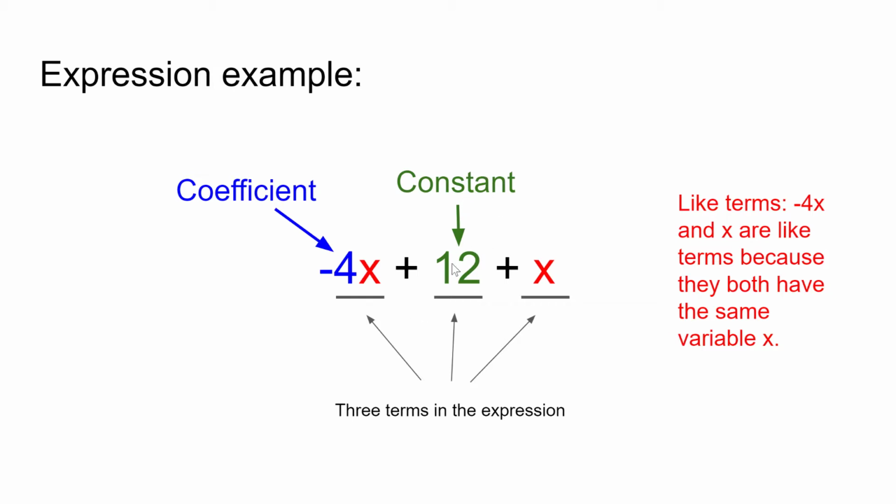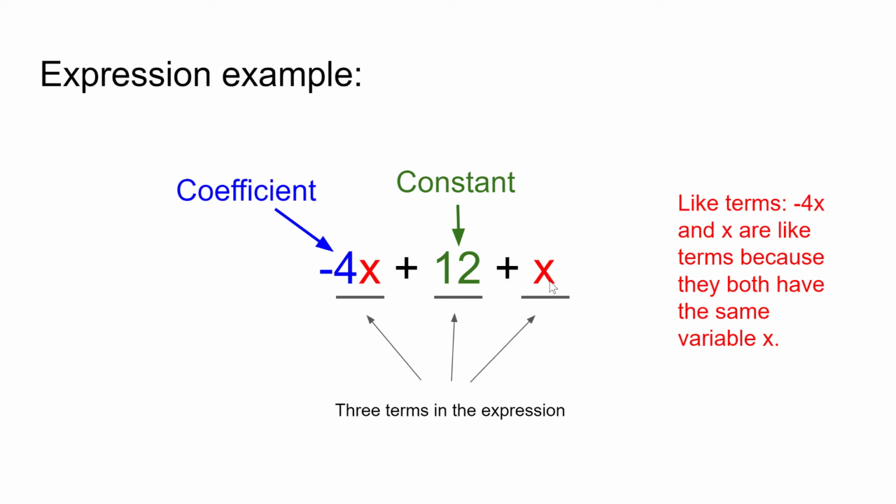Okay, a constant is a number that doesn't have a variable. So here we've got the term 12, and 12 doesn't have any variables with it, so it is called a constant. Next, we've got an x. This is just an x all by itself. It doesn't have a coefficient because there's no number being multiplied with it. It's just the variable x.